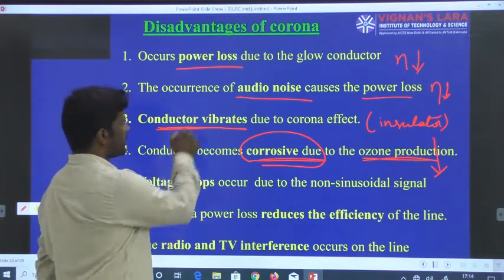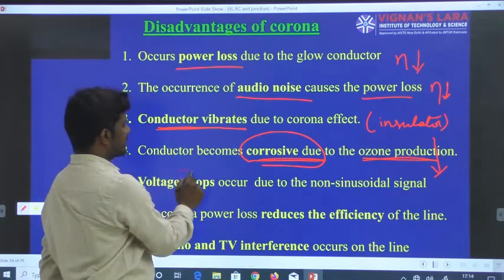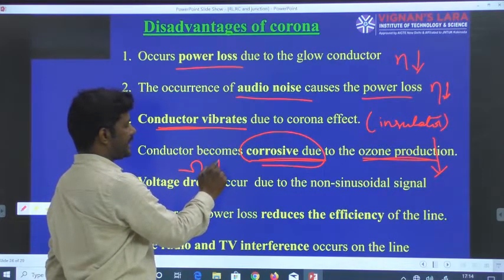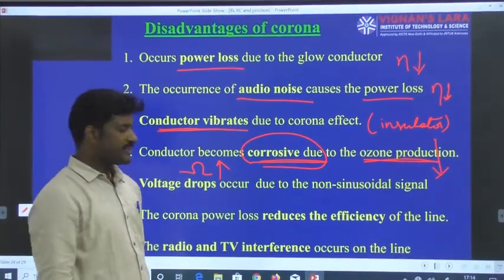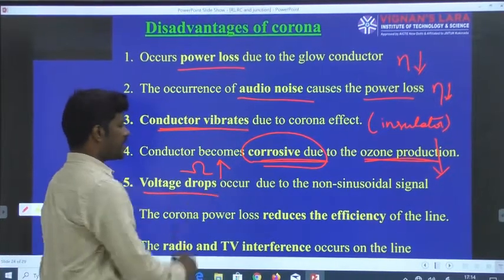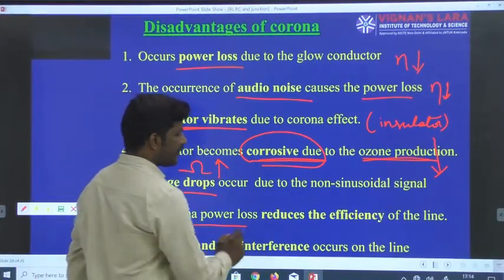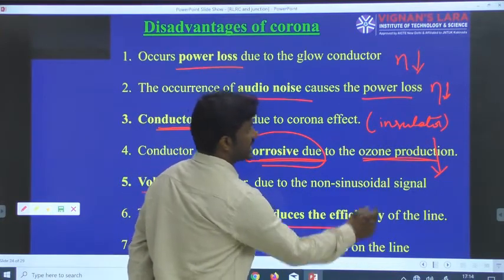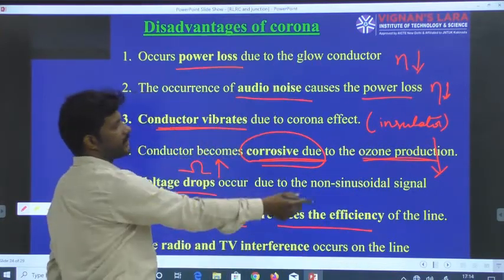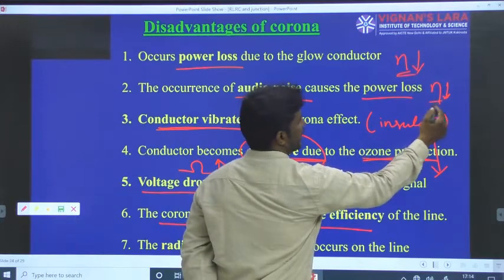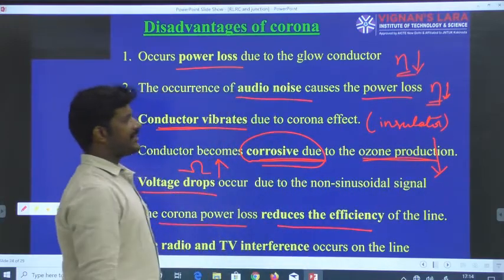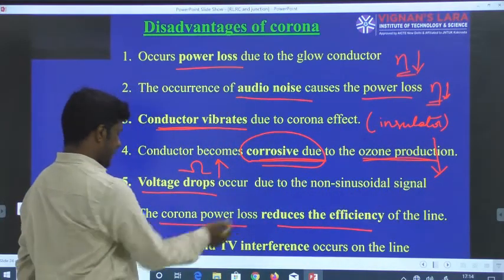And next, because of all these features, the ohmic value drop increases. As the ohms increase, obviously the voltage drops also increase. And the sixth one, the corona power loss reduces the efficiency. As I told you, all this will reduce the efficiency. It is a direct disadvantage of efficiency decreasing.